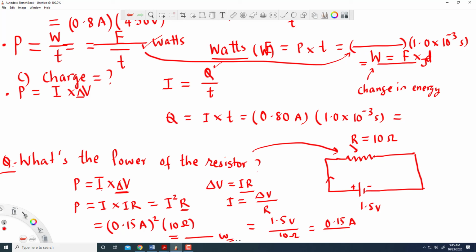Sometimes you can write the formula for power in other ways. You can write power as I squared R, or you can write power in terms of delta V as delta V squared over R, or P is equal to I times V. So these are all different expressions for power. You can change this formula by using Ohm's law into these forms, but they are all the same.